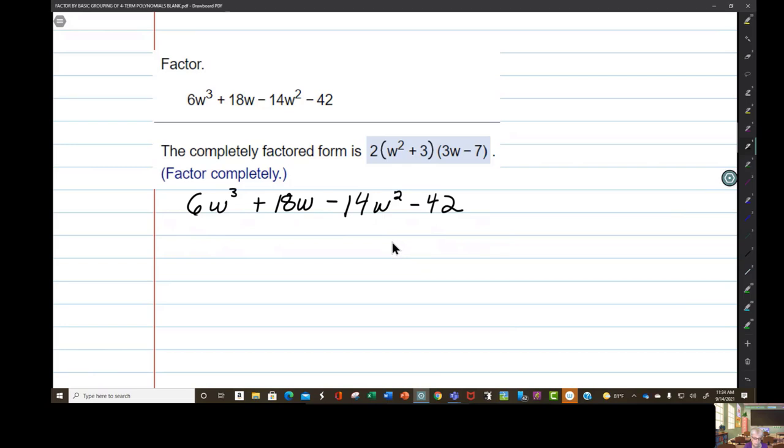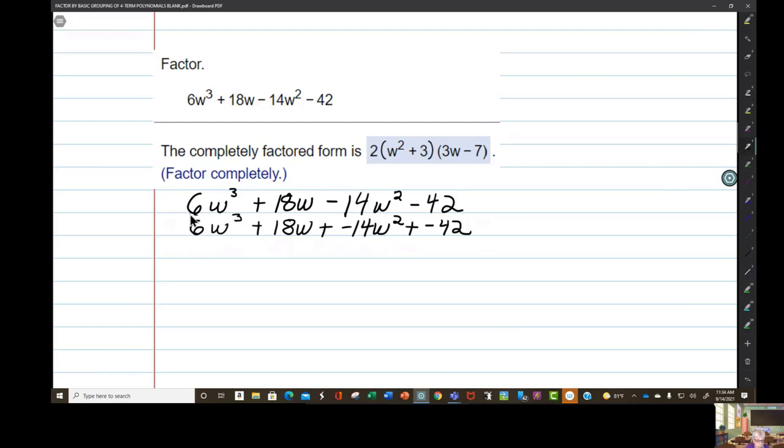Okay. Now there's a reason they wrote it this way, so we're going to stick with it and do the following. 6W cubed plus 18W plus negative 14W squared plus negative 42.